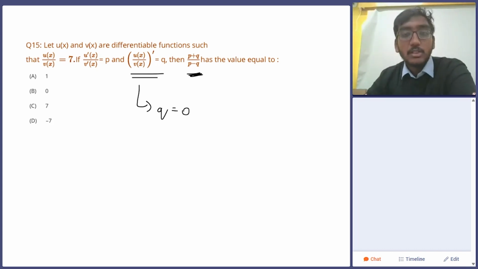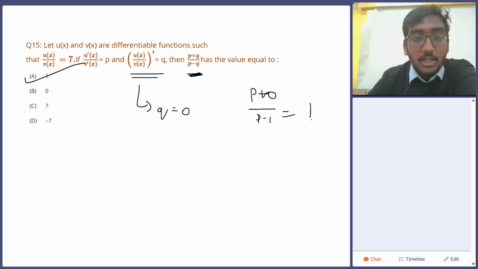So q is 0. So what will be p plus q by p minus q? That will be p plus 0 by p minus 0. That will be 1. Okay. We need not even evaluate p. Without that, we will get the answer. Okay.